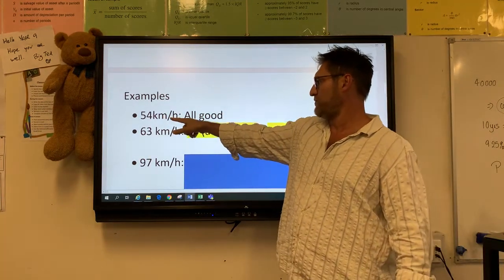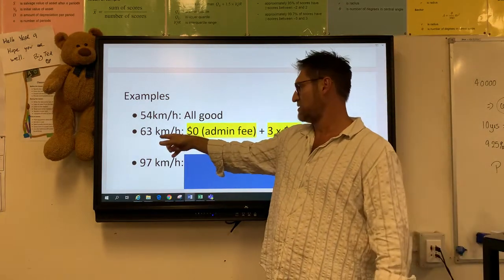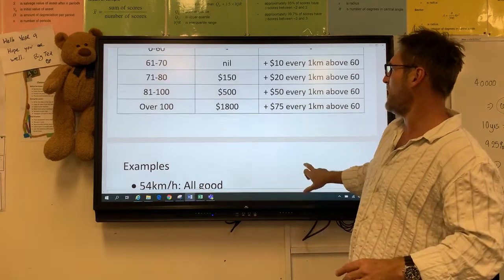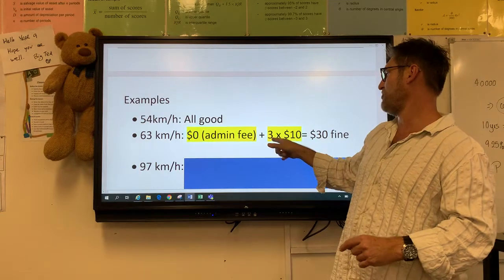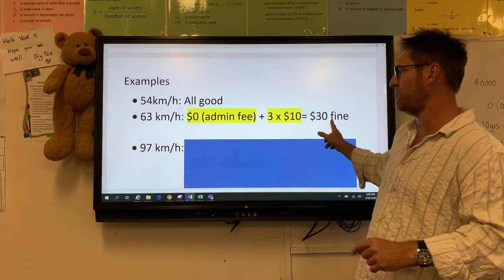You're doing 54 kilometres per hour, all good. You're under the speed limit, no problems at all. If you're doing 63, the example from before, you're 3k over. Check the table, your admin fee. No, we don't pay any admin fee. But you do pay for 3 kilometres per hour above the speed limit. 3 kilometres times $10, you pay a $30 fine.